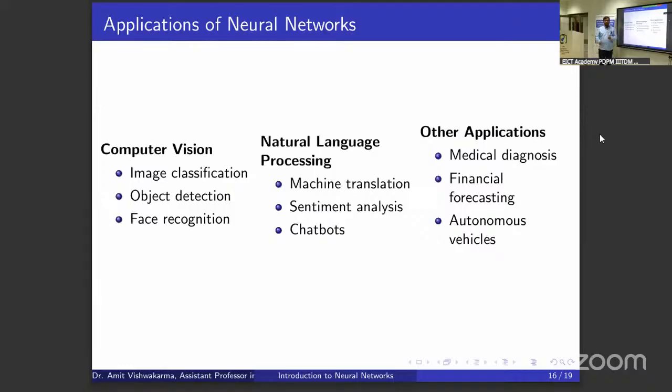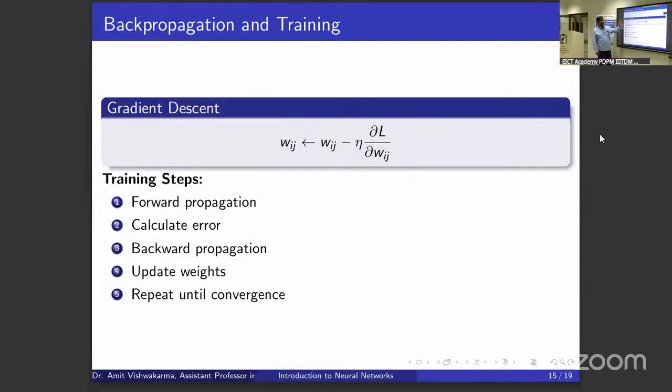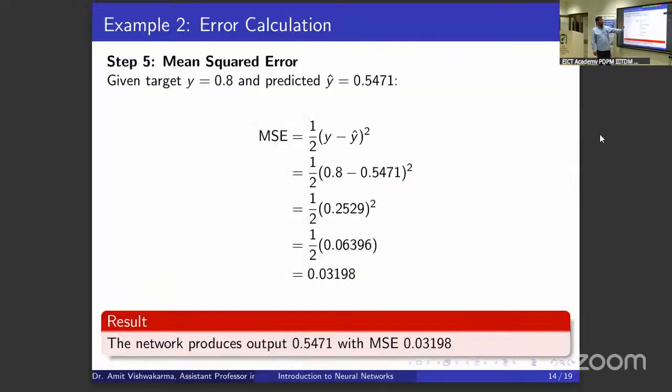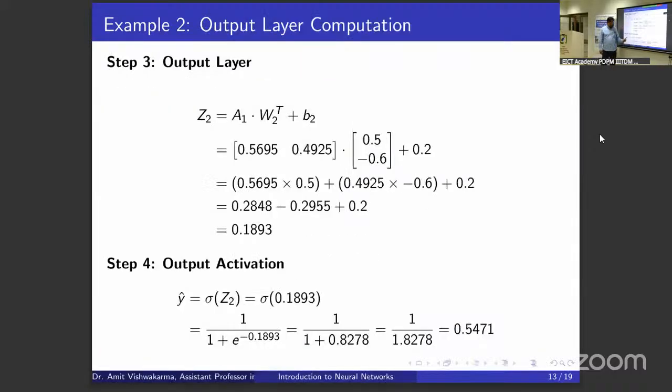Okay, just the previous slide, Durgesh. Previous one. Now let's see the dependency, how this dependency is there. Okay, so you are computing this output 0.5471 and then you are computing the MSE. Now you see the relation. That is the key thing.